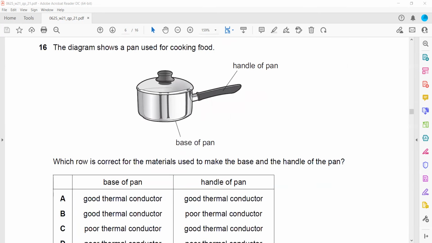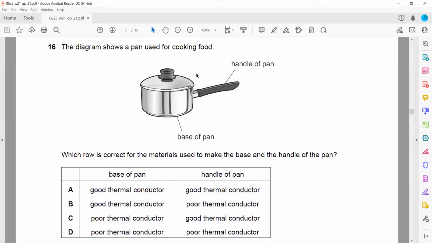Question 16. The diagram shows a pan used for cooking food. Which row is correct for a material used to make the base and the handle? Handle should be an insulator and base should be a conductor. So for question 16, B is the right answer, because we are supplying heat energy. So the base should be made up of a material which can conduct, and the handle should be made up of a material which does not conduct.